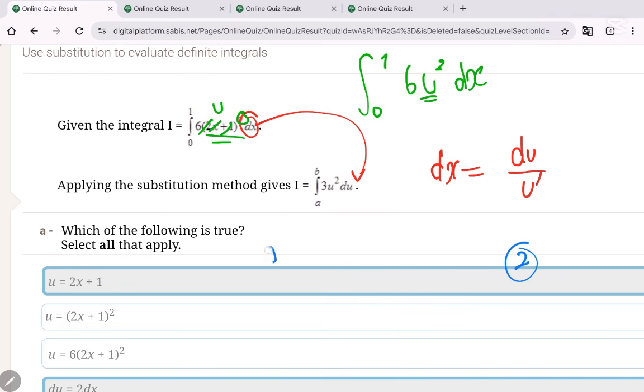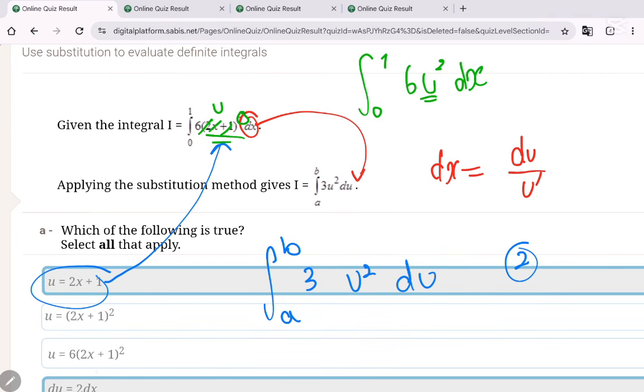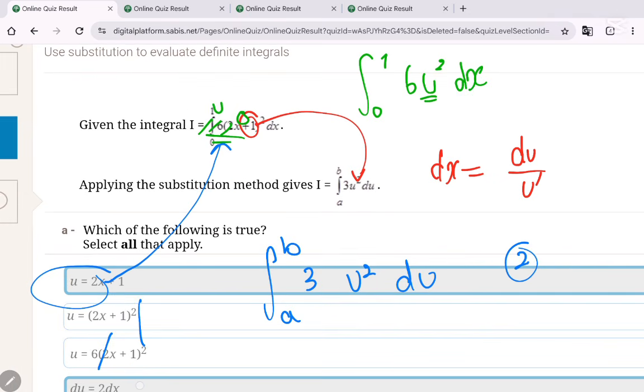So now it will look like this: integration from b to a, because we don't know what it is, 6 times u squared times du over 2. This and this cancel, and you'll be left with 3 times u squared times du, where u is equal to 2x plus 1, and du, let me go down a bit here, as you can see.